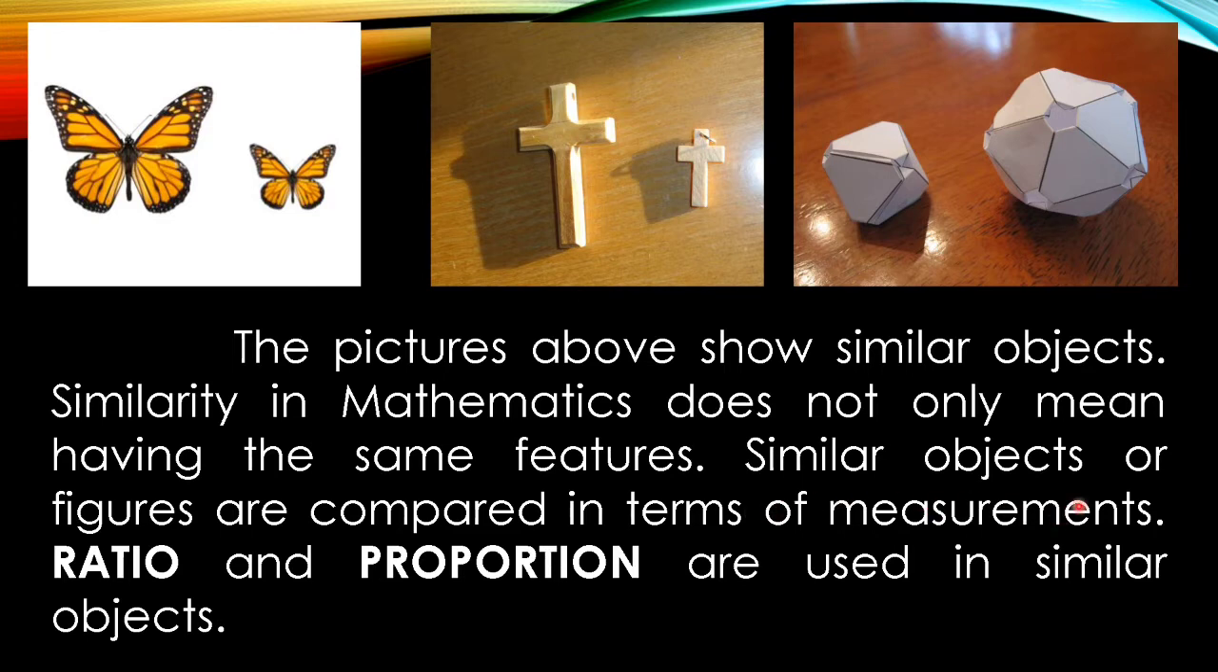Similar objects or figures are compared in terms of measurement. So, katulad nakikita natin dito sa taas ng mga pictures, kino-compare sila based on their measurements. Hindi doon sa kung ano, halimbawa ito yung mas malaki, then itong isa ay maliit lang yung figure na to. So, ang ginagamit natin to compare two similar objects are ratio and proportion. Yun yung ginagamit natin. So, kaya yun yung topic natin. And then, magpo-focus lang tayo muna ay sa proportion.